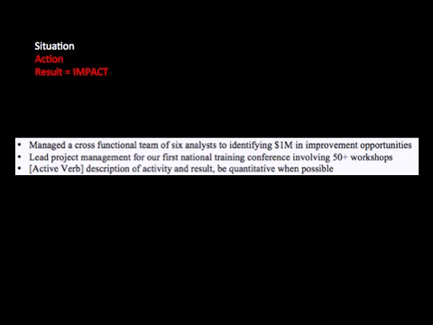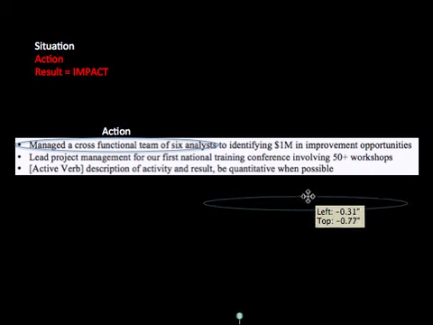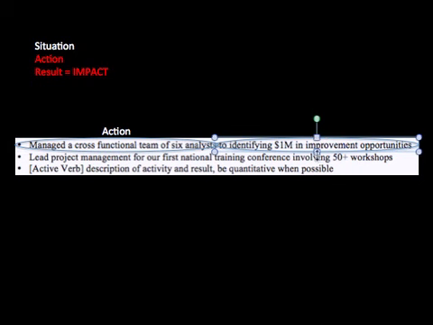I'm sure you can see the first part of this, manage a cross-functional team of 6 analysts, that was your action. So that's what you did. The second part, identify $1 million in improvement opportunities, that was your result. So every bullet you want to set up in this format with the action and result so that you have a situation you can speak to during the interview process.